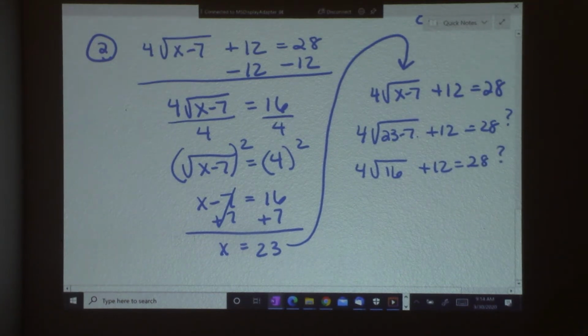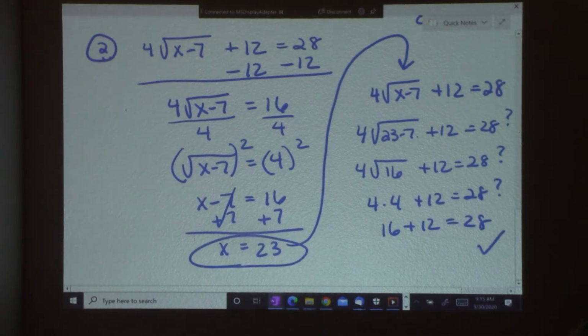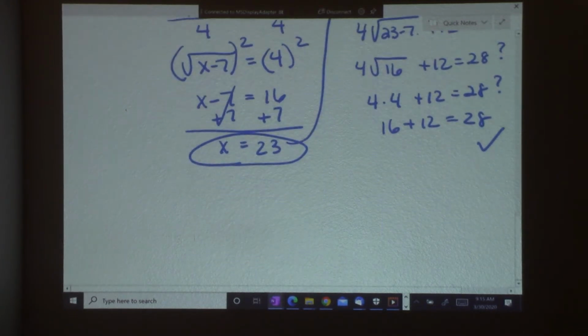The square root of 16 is 4, so I have 4 times 4 plus 12. So 4 times 4 is 16 plus 12, and that is 28. So my solution of x equals 23 is a real solution. Okay. Let's go on to number 3.